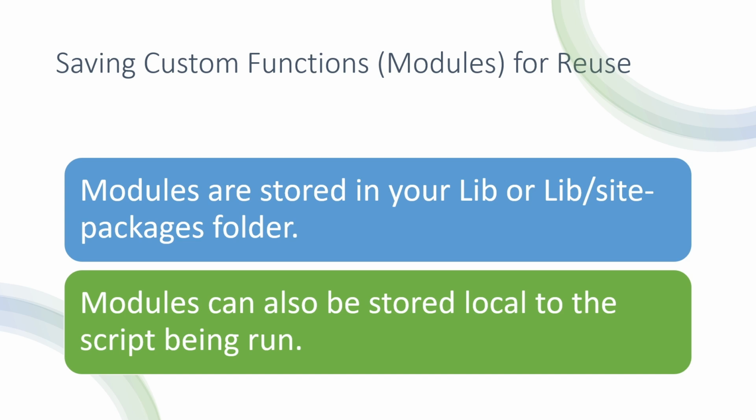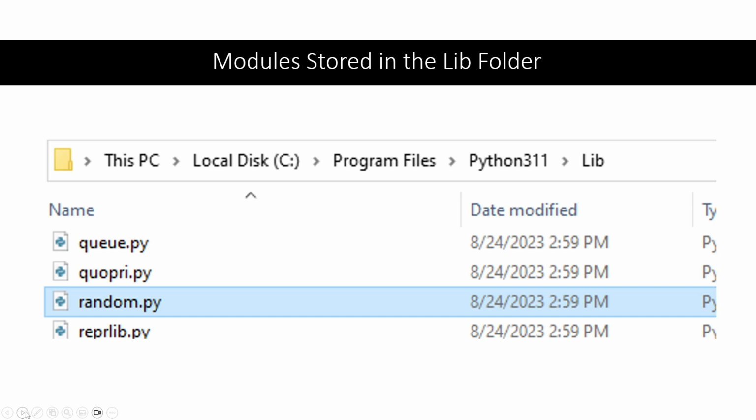Okay, so what we did was we created some functions, but all we really did was we maybe created more work for us because we had to create the function for something that we could have just written the code for directly. But the beauty of functions is we can save them for reuse. So we have modules stored in our library or our library/site packages folder, and they can be stored local to the script being run as well. And that allows us to reuse the code.